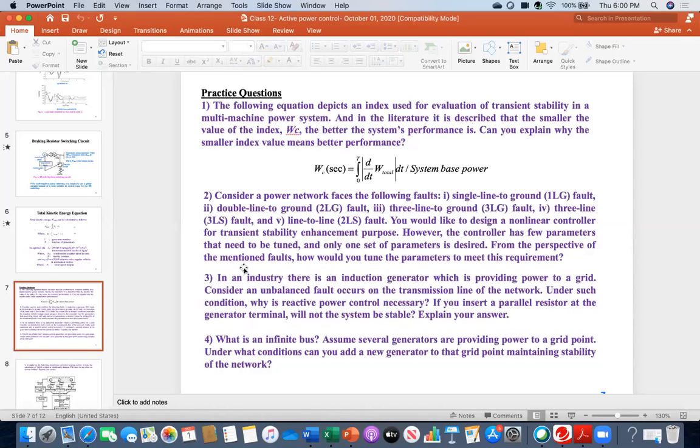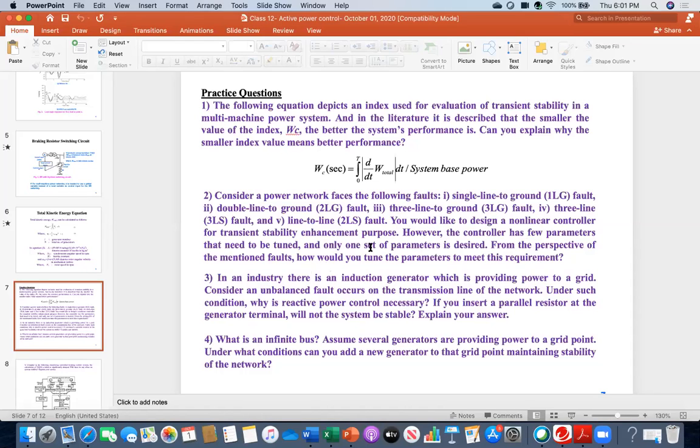From the perspective of the mentioned faults, how would you tune the parameters to meet this requirement? The meaning of the question is that there are different faults, like 5 types of fault. Based on those 5 faults, you are designing a nonlinear controller, for example a fuzzy logic controller. There are a few parameters in the controller. So how would you tune?